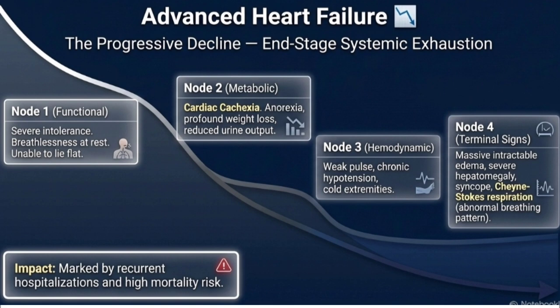At node 1, they have severe functional intolerance. They're breathless even when they're just resting. By node 2, cardiac cachexia sets in, which means profound weight loss. And node 3, their hemodynamics are just permanently unstable. They've got a weak pulse and chronic hypotension. And then node 4 brings the terminal signs, massive intractable edema and Cheyne-Stokes respiration. It's a steep downward curve, and it carries an incredibly high mortality risk.